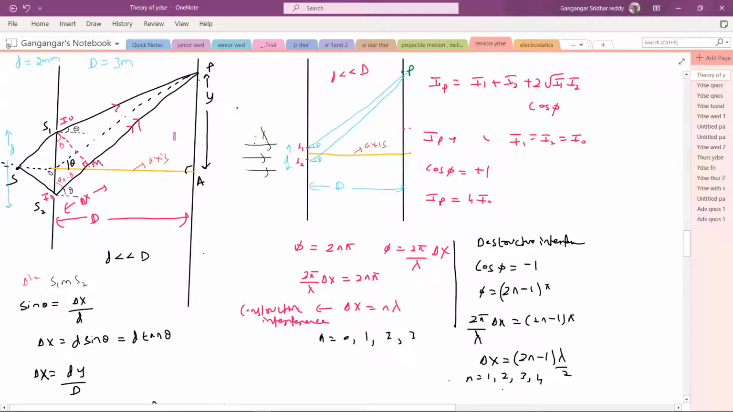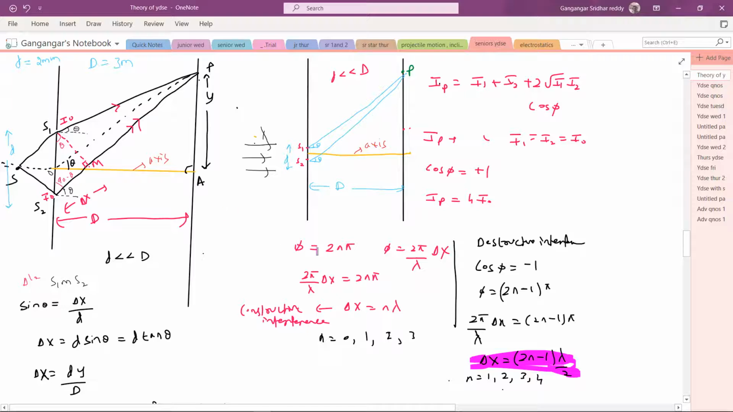Now for constructive interference, what is the basic necessary condition? Let me go back once again. For constructive interference, we know the path difference should be equal to n lambda. And for destructive interference, what should be the path difference? It should be equal to (2n minus 1) lambda by 2.